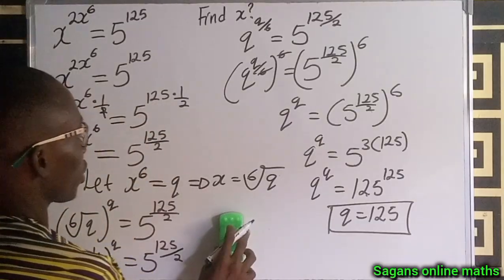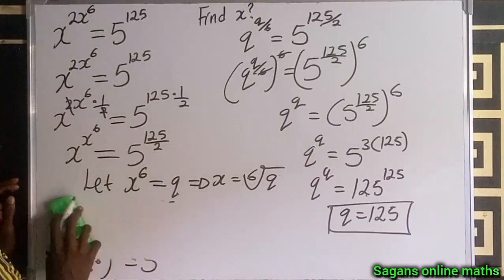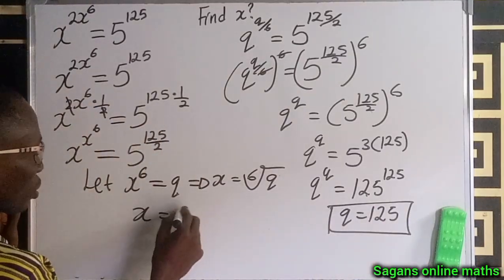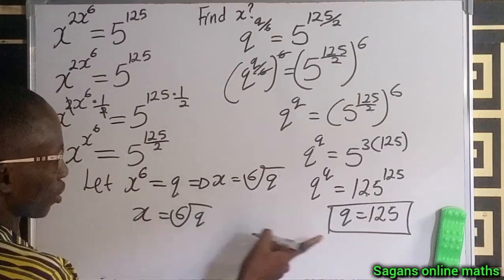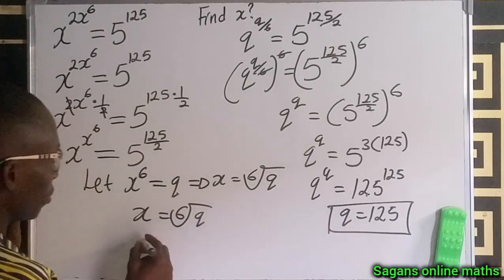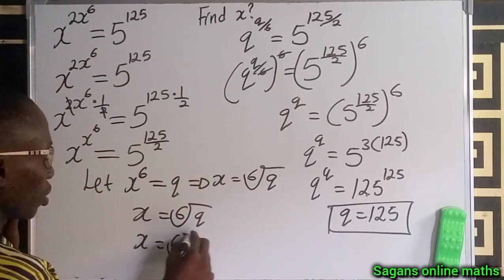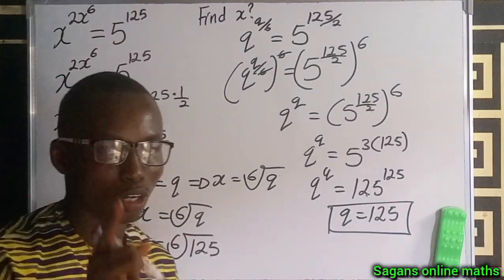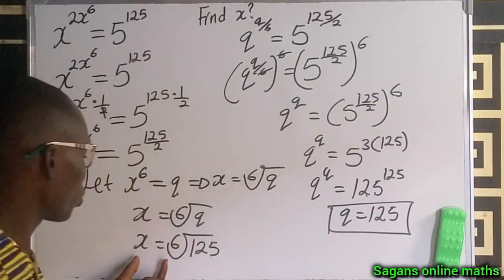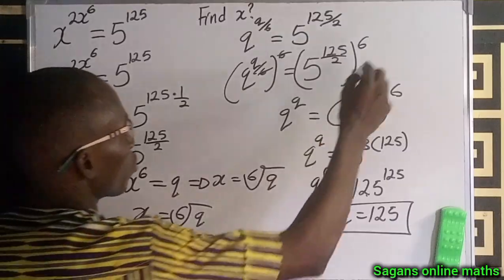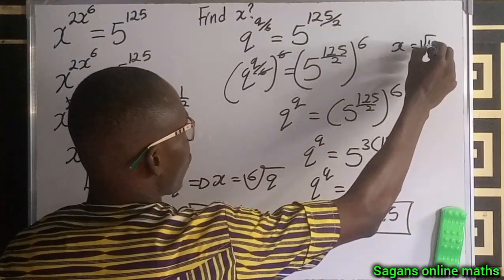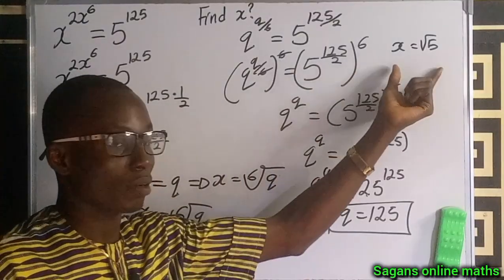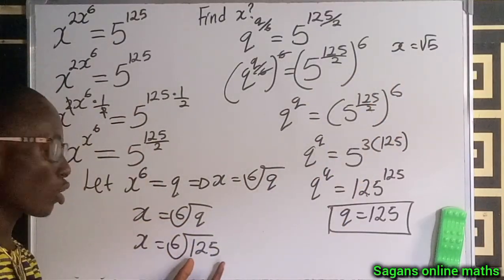Now let's recall something very interesting. Our x is equal to the 6th root of q. And we know that our q is 125. It means our x is equal to the 6th root of 125. This is the value of x. And then most of you watching this video will say, but the time we saw, we said that x is equal to root 5, right? In our first step, in our method 1, we said x equals root 5. Then what are we having? x equals the 6th root of 125.